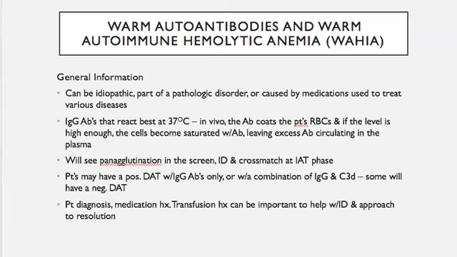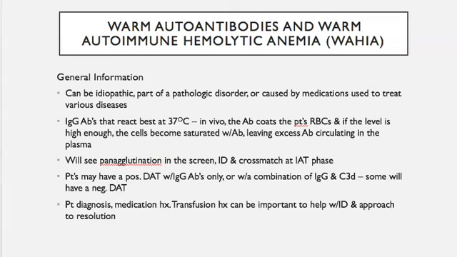Warm autoantibodies and warm autoimmune hemolytic anemia. Just some general information. These conditions can be idiopathic. They can be part of a pathologic disorder, or they could be caused by medications that are used to treat different diseases. These are going to be IgG antibodies that react best at 37 degrees in vivo.